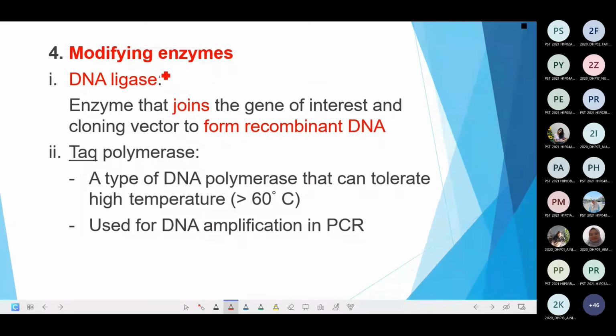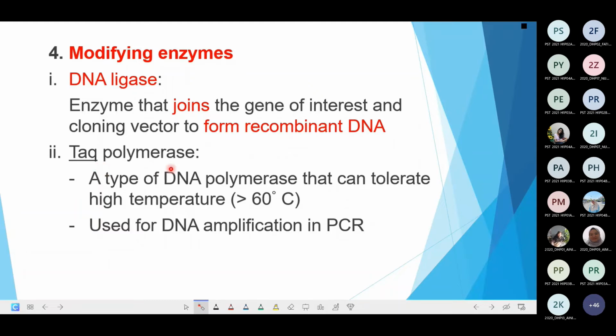Okay, and there are 2 examples of modifying enzymes that are mentioned in the syllabus. One will be the DNA ligase, and another one will be the Taq polymerase. Taq polymerase is a type of enzyme that is important in the PCR. We don't need to learn in detail about this PCR. We just mentioned this just now, and you can read on your own about the polymerase chain reaction, which involves the enzyme Taq polymerase.